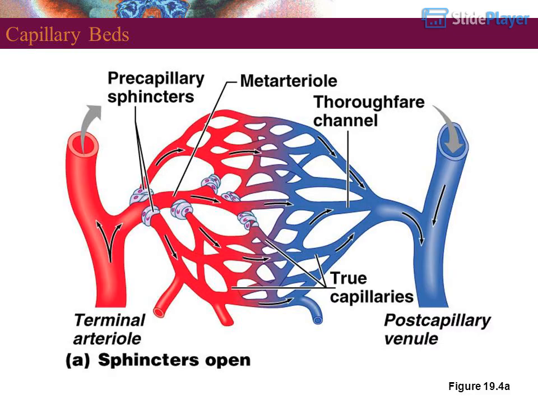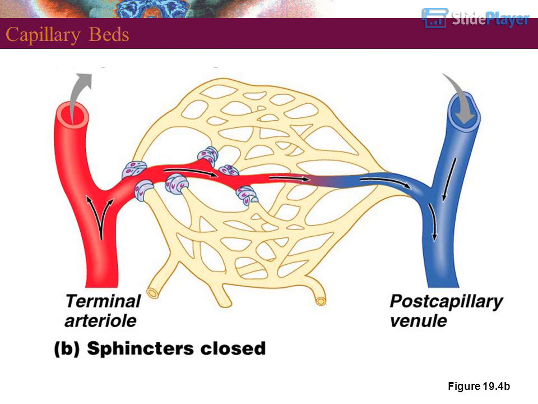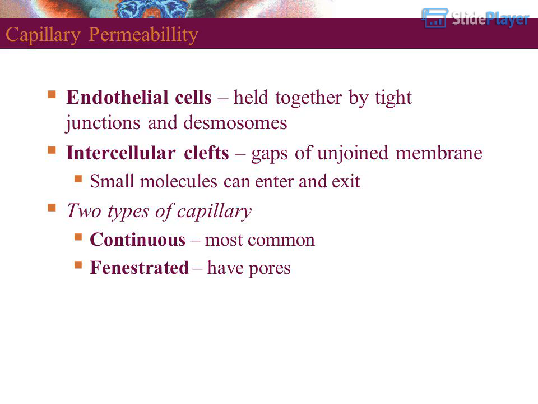Figure 19.4a. Capillary beds. Figure 19.4b. Capillary permeability. Endothelial cells, held together by tight junctions and desmosomes. Intercellular clefts, gaps of unjoined membrane. Small molecules can enter and exit.